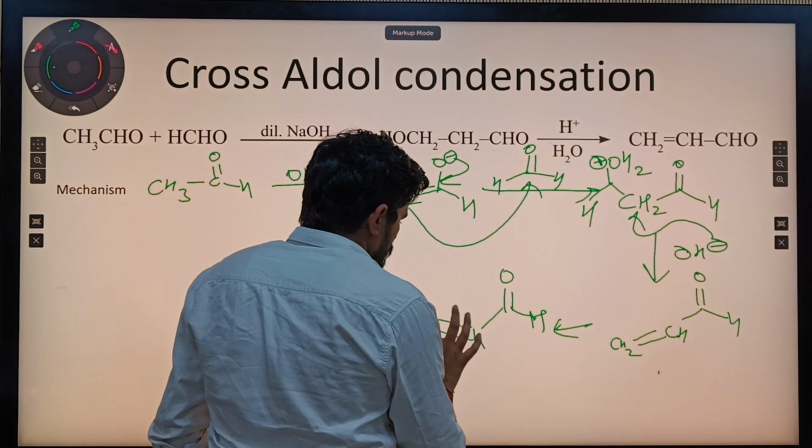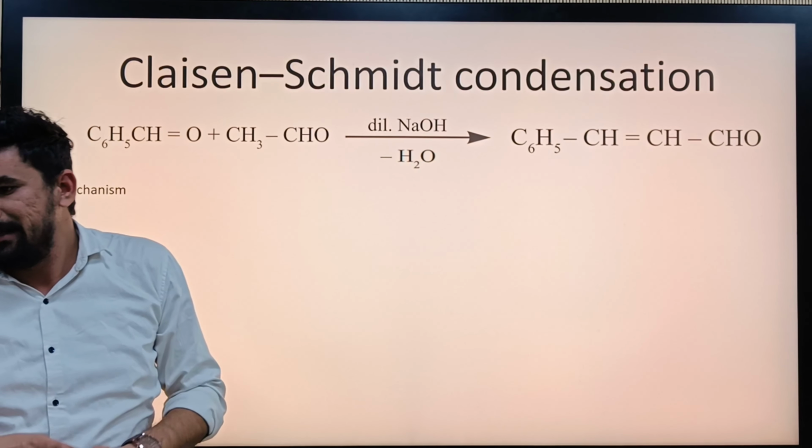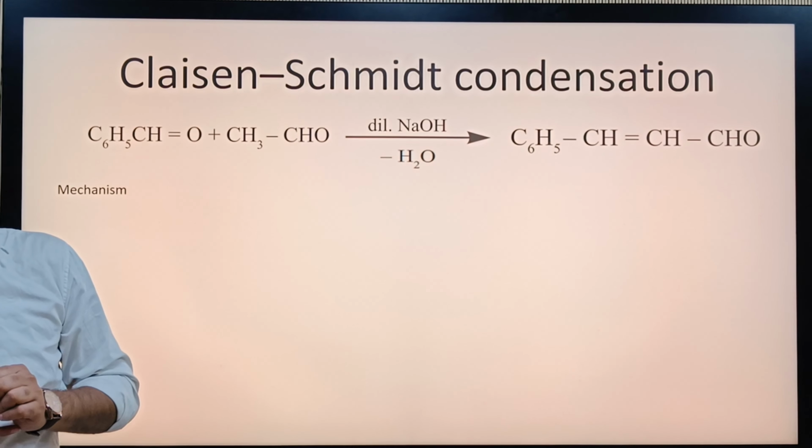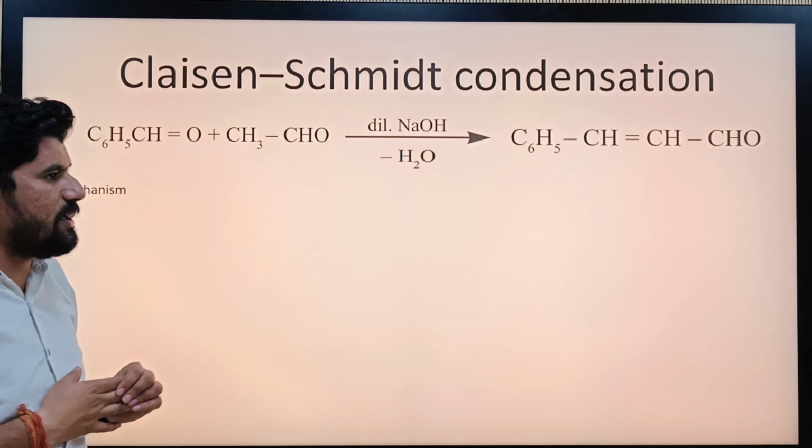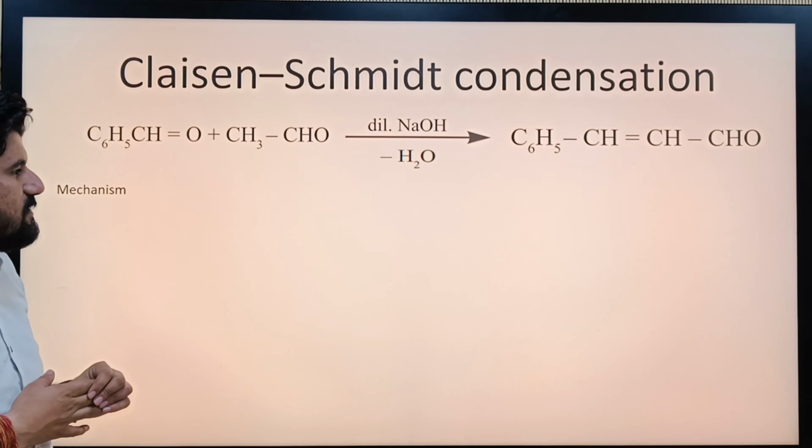So let's move further to another reaction. We have a most important reaction. This is the Claisen-Schmidt condensation reaction, in which we have benzaldehyde and acetaldehyde. In presence of base, we get an alpha, beta unsaturated aldehyde. So let's see what is the mechanism behind this reaction.